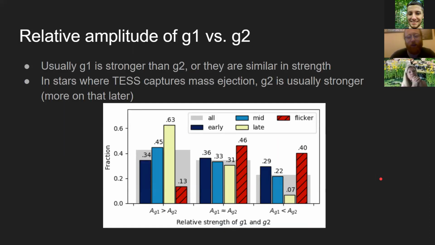But this, on the other hand, the relative amplitude, seems to have some dependence on spectral type. So for example, for the late type stars, the first group is almost always stronger or equally as strong as the second group. It's only 7% of late type stars that have the second group being stronger. But for early type stars, it's about even across the board. It's just as common for the second group to be stronger or as strong or weaker than the first group. And I'll mention these numbers for flickers later.